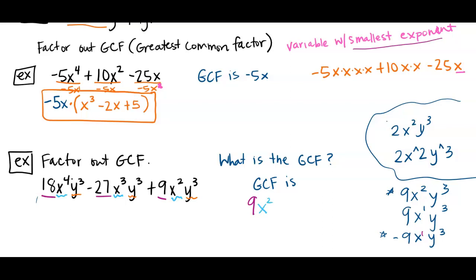And then it looks like everybody that at least chimed in saw that every single one of these has a y to the third, so that means y to the third is also going to be part of our GCF. Okay, so this is the GCF, but before I do the factoring part, I want to make sure, does everybody understand that, or what else can I clarify on why that's the GCF?